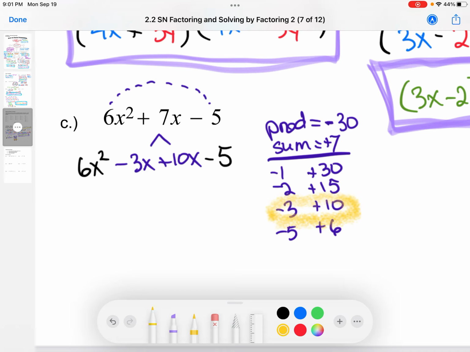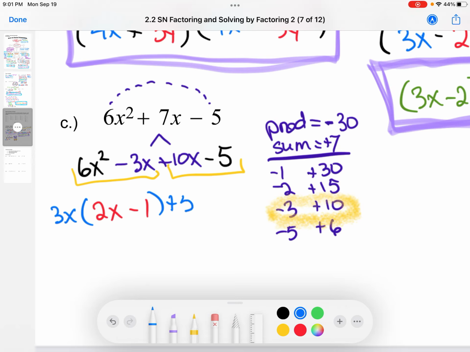We'll still have a minus 5. Now there's 4 terms, so we group. Because we found a set of magic numbers, this is guaranteed to factor. So if we look at that first group, its greatest common factor will be 3x. Divide both terms by 3x. We get 2x minus 1. That 1 is important. It doesn't go all the way away. It divides out, meaning it equals 1. Bring down the sign in the middle.